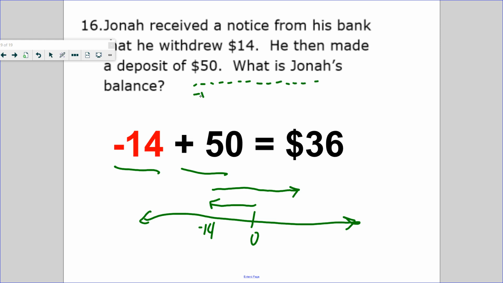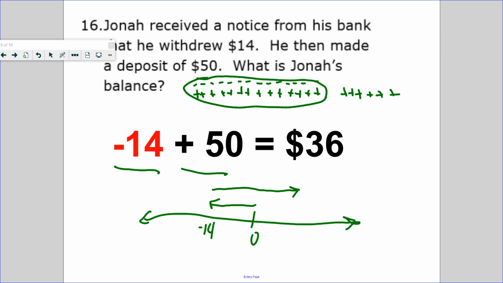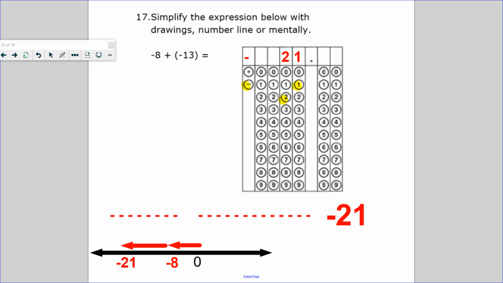Or you could see it as you draw modeling, you draw 14 negatives, then you draw 50 positives, and before you say, are you really going to draw 50 positives? No way. So notice how all these are 0 pairs. These all cancel out. So these 14 negatives will cancel out with 14 positives. So how many positives will be left over? It will be 36 positive. Another way, if you could do it mentally, which I'm hoping you can, are there more negatives or more positives? There are more positives. How many more positives are there than negatives? There are 36 more positives. Subtract it.